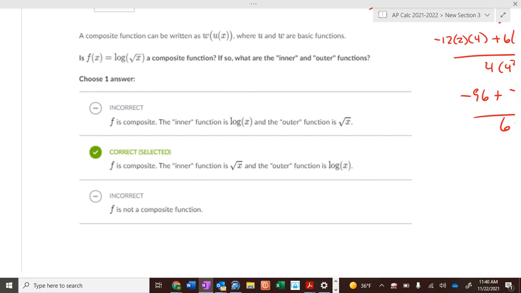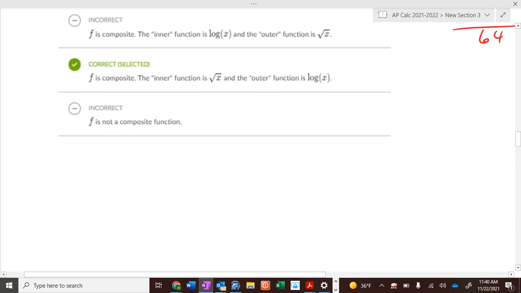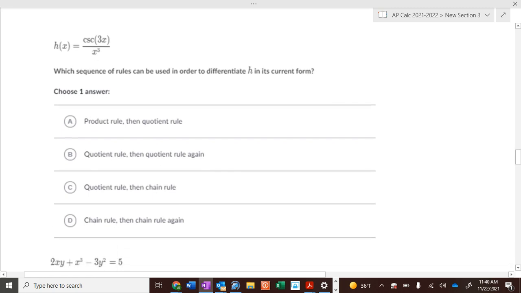Could this be a composite function? Yes. The inner function is square root of x. The outer function is log. Okay. Something like the log of x times 4x, is that a composite function? No, that's a product rule problem. Okay, to do this would be quotient rule then chain rule. Quotient rule, chain rule, because you do the chain rule because the 3x is inside there.